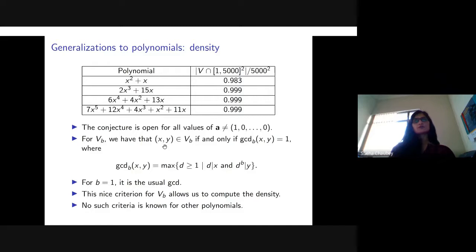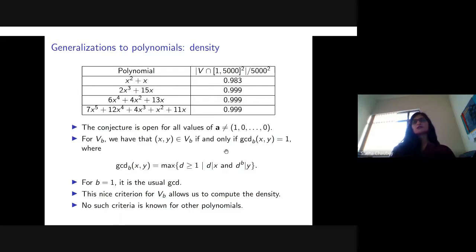Okay, so let's see what one can do for VB. For VB, as was pointed out, it is exactly 1, 0, 0, right? So for VB, we have that x comma y is in VB if and only if this generalized GCD is equal to 1. For the usual visible lattice points, a point is visible if the GCD of the coordinates is equal to 1, right? Likewise, here also we have an arithmetic criterion in the form of GCD, but GCD is now generalized. So this is the usual GCD for B equals 1, right?